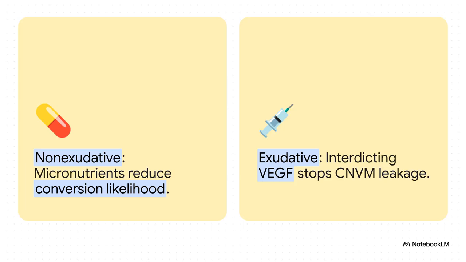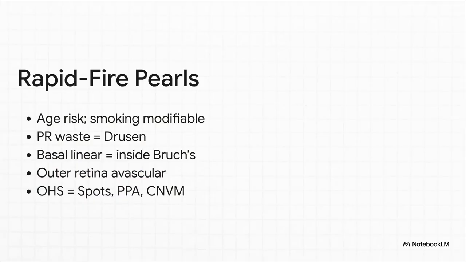For exudative ARMD, remember that abnormal OCT scan we looked at? Vascular endothelial growth factor, or VEGF, is the primary driver forcing those abnormal vessels to grow and leak. Therefore, interdicting or blocking that VEGF with anti-VEGF intraocular injections is the absolute key to stopping CNVM leakage and saving the patient's vision. Okay, rapid fire review time.